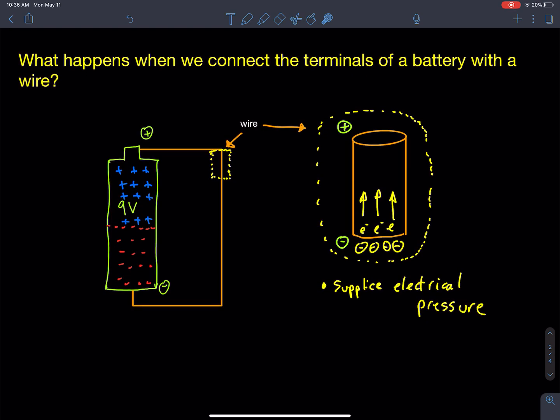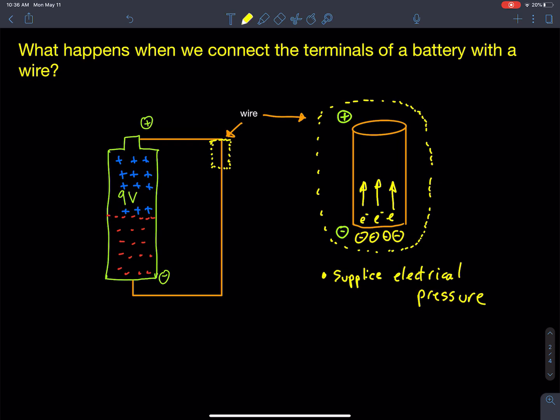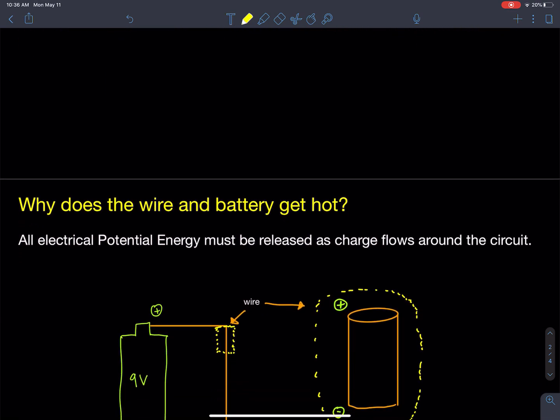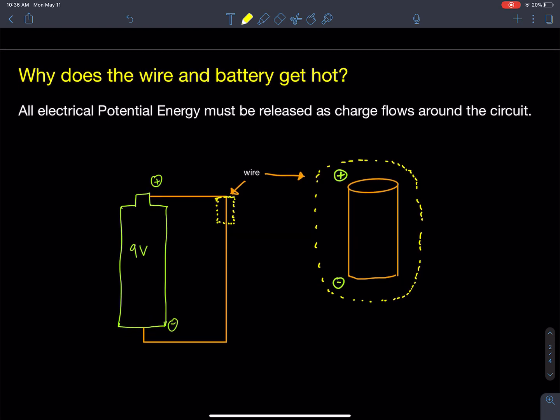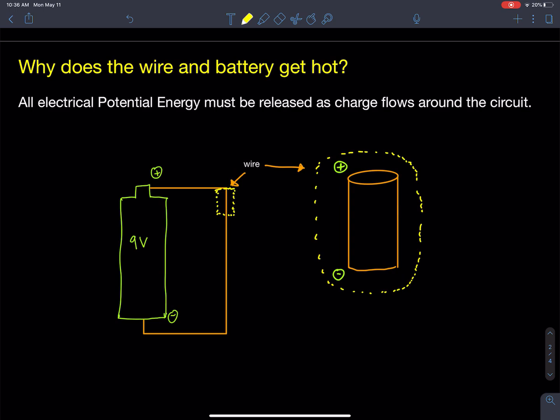Okay, now another thing that we got to think about is that the battery is a source of high potential energy. All right, and as that energy flows, that energy has to be converted into something. Okay, so as these electrons move, that energy is going to be converted into something such as light or heat, and we're going to talk about that. So why does a wire and a battery get hot when electrons flow? Okay, well, this is what we're going to talk about.